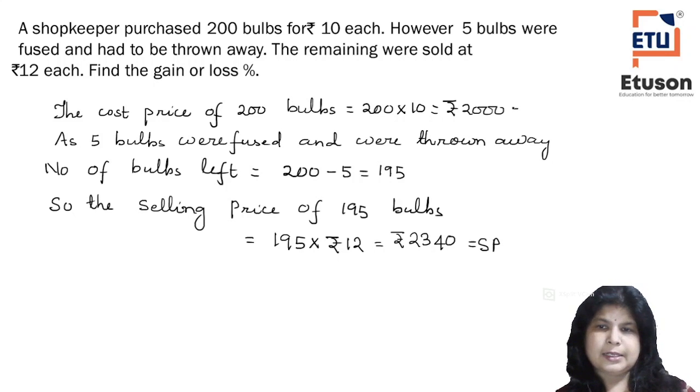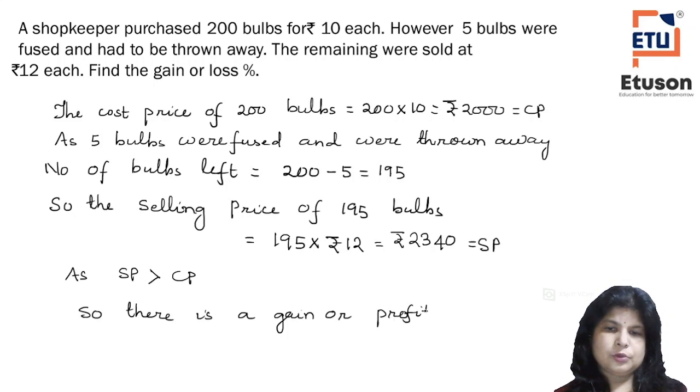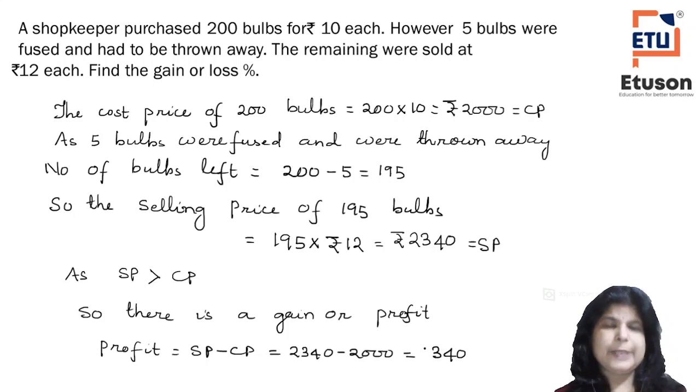So this is your selling price and this was your cost price, right? As selling price is greater than the cost price, there is a gain or profit. So how to find out the profit again? Profit is equal to selling price minus cost price, which is 2340 minus 2000, that is equal to 340.